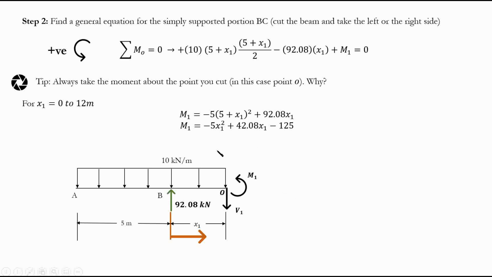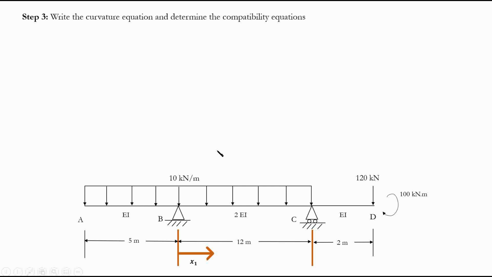I'm going to use this moment equation to write my curvature equation and determine the compatibility conditions. So what is my curvature equation? Whatever the EI is, basically the stiffness, multiplied by the curvature gives me my M1. You can find this in your strength of materials book. It comes from the elastic beam theory, and of course this is based on the assumption that our deflections are small, so a simplification has been made.